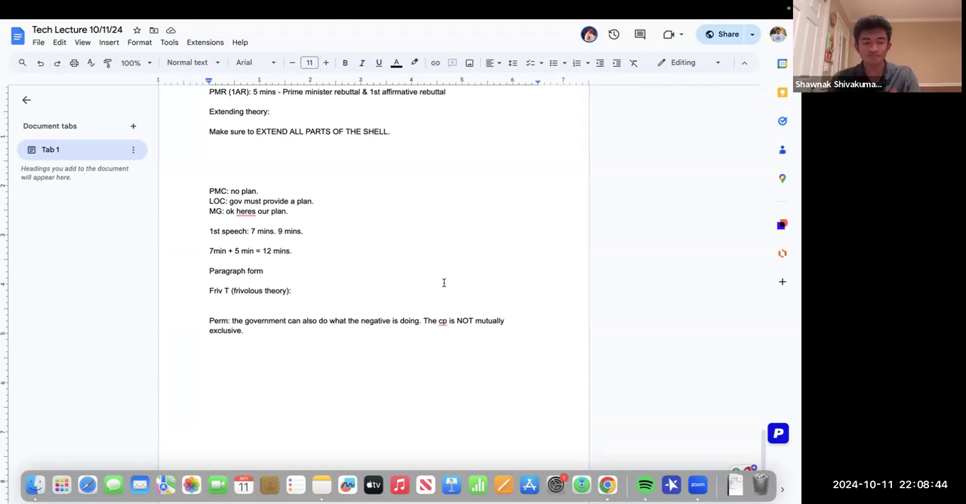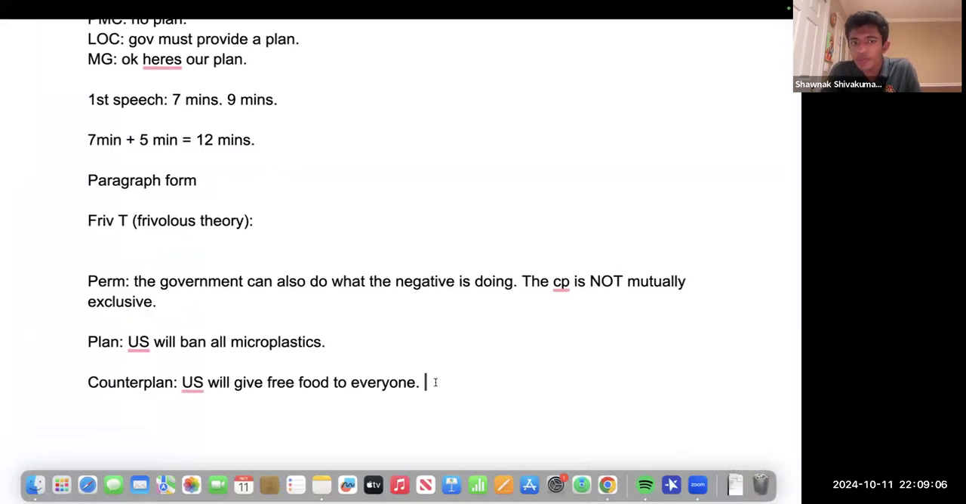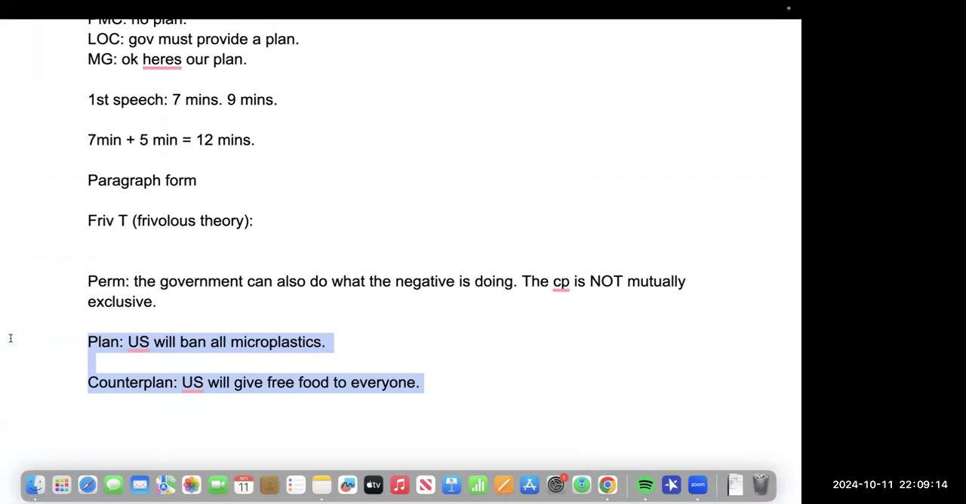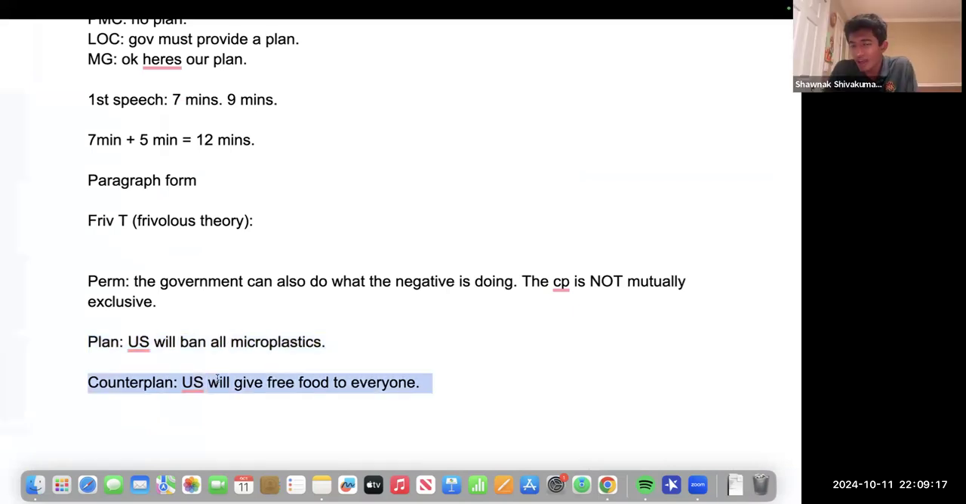Exactly right. So I'll give an example. The plan: government will ban all microplastics. Counter plan: the US will give free food. Which plan is better? Free food. Is it the topic though? Why can you say your counter plan is to give free food to everybody?